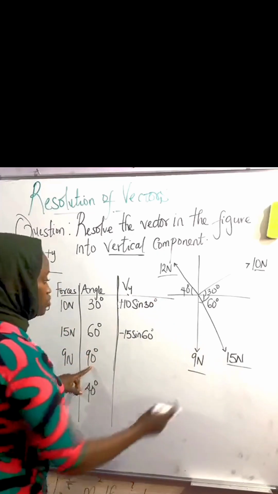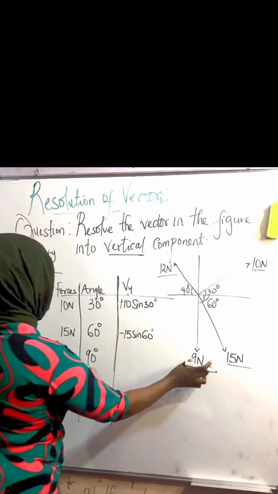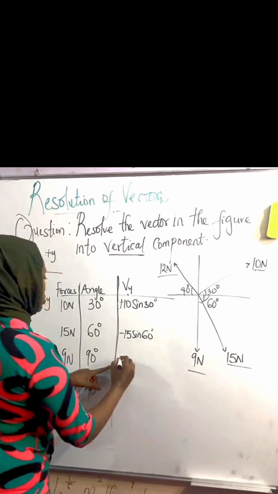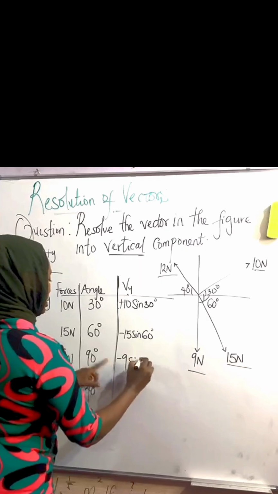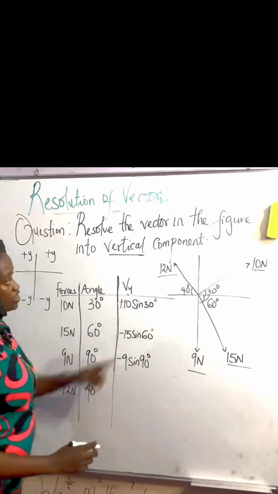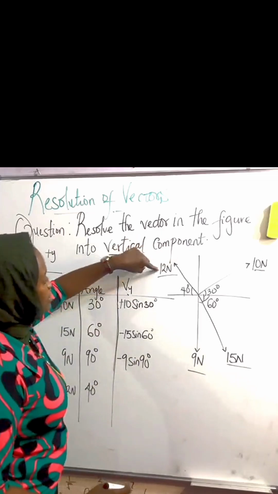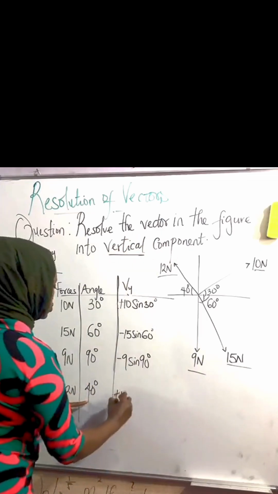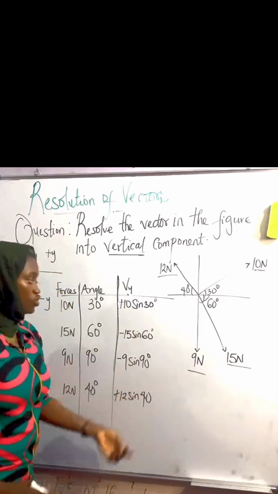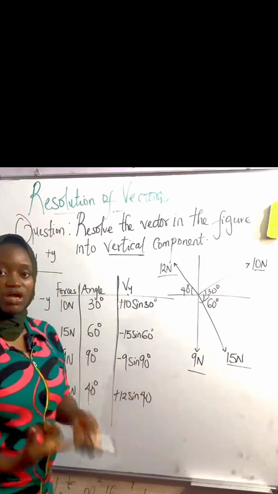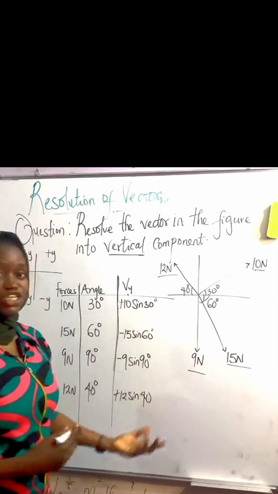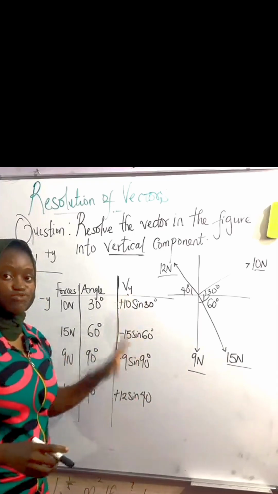Let's move on to the next one, which is 9. So this 9 here also is going to be negative because it's down here. So this is going to be minus 9 sine 90 degrees. Then the last one here is 12. And the 12 is at the top here, so that means this is plus. So this gives us plus 12 sine 40. So after resolving all of this, all we need to do next is to take our calculator and punch all the values we have here so as to get our final answers for each of the components.